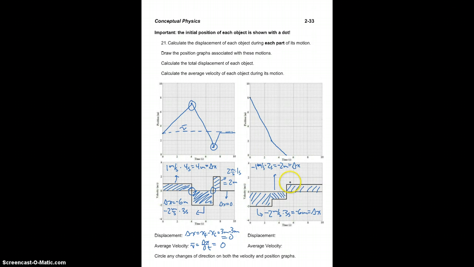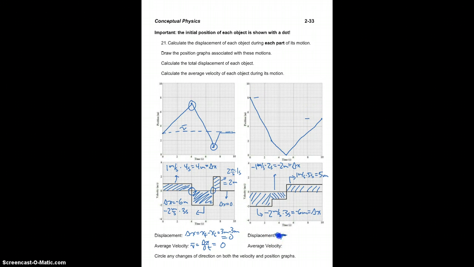And in the last 5 seconds, I go 1 meter per second for 5 seconds. That gives me a delta x of 5 meters. I started at 0 at that point, so over the next 5 seconds, I end up at 5 meters. So I started at 8 meters, I ended up at 5.